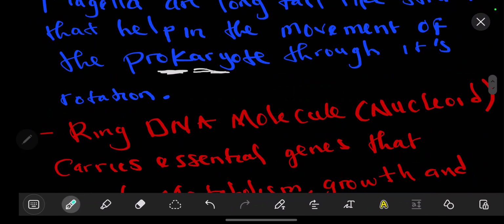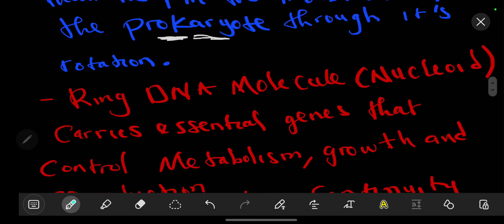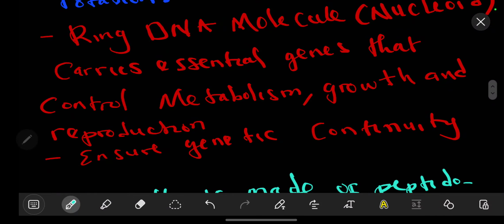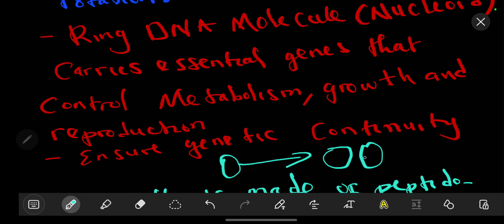The other thing is the ring DNA molecule, which we will be calling the nucleoid. So this is the main circular DNA that carries essential genes that are important in the control of growth, metabolism, and reproduction. So now this ensures genetic continuity. What we simply mean is that if you have one bacteria, it will be able to split to form another bacteria having the same DNA.